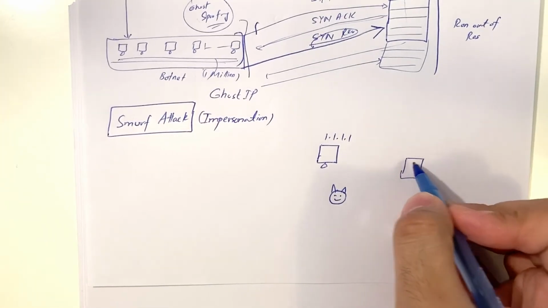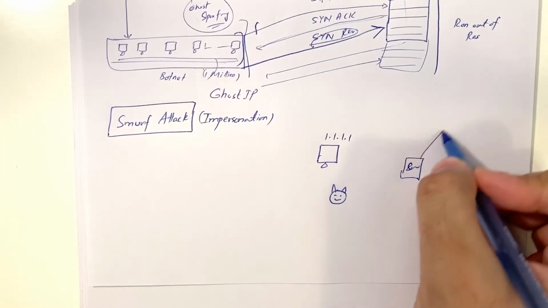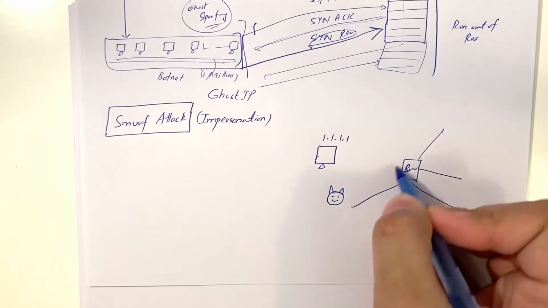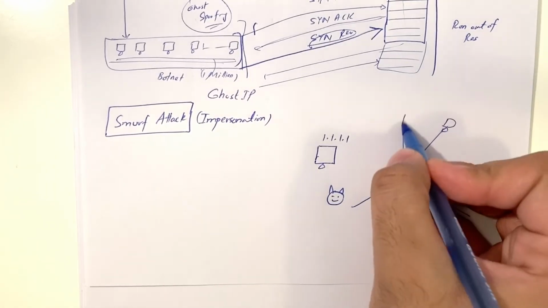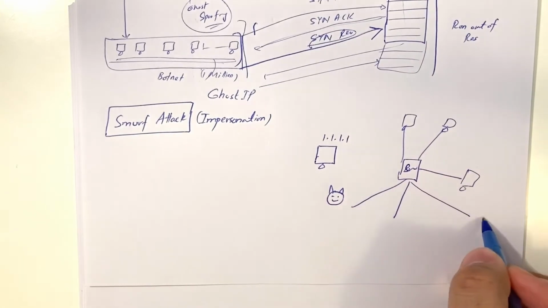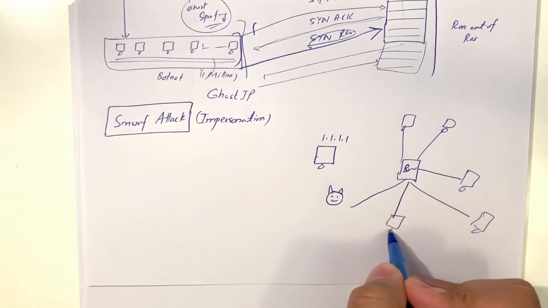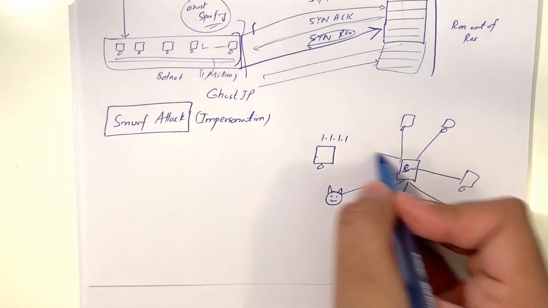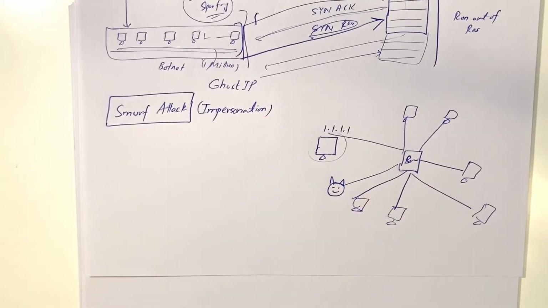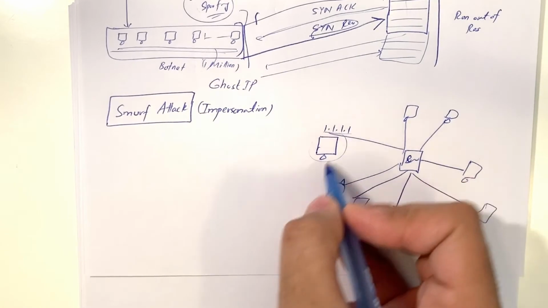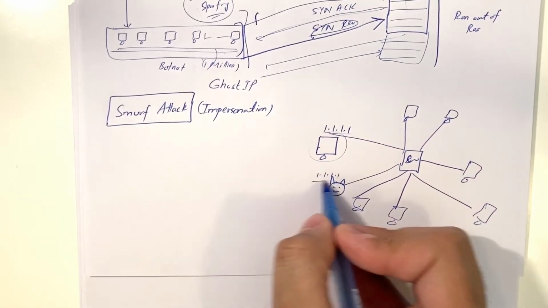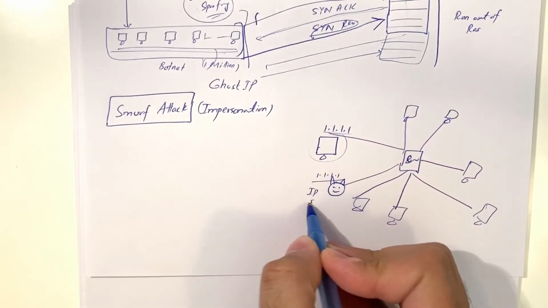Let's say this is the router, for example, or your switch. Plenty of other devices are also connected, like this device, that device. All these devices are connected to the same local area network. You're also connected. That's basically your victim. Now what will the attacker do? The attacker will impersonate 1.1.1.1. Like, the attacker will do IP spoofing.